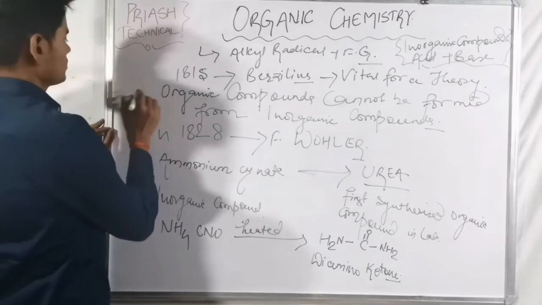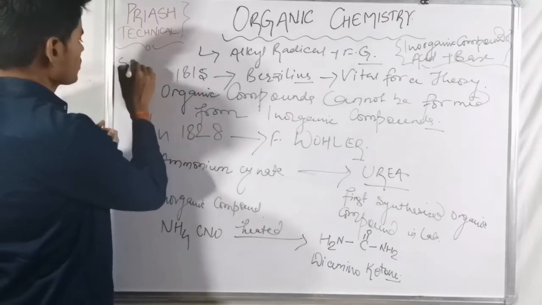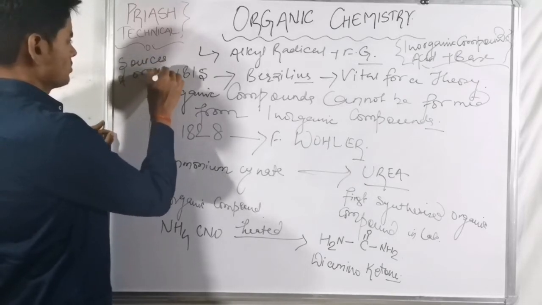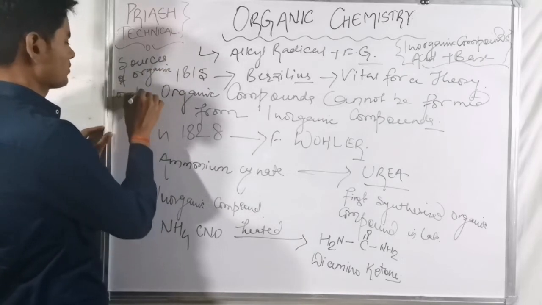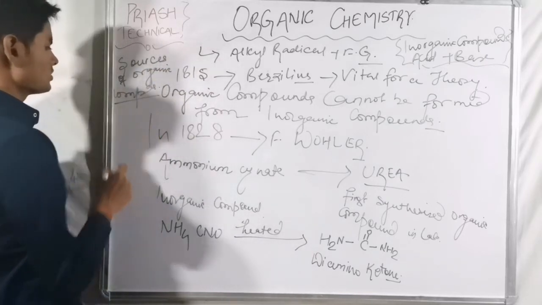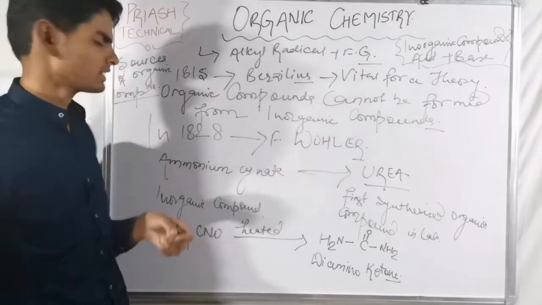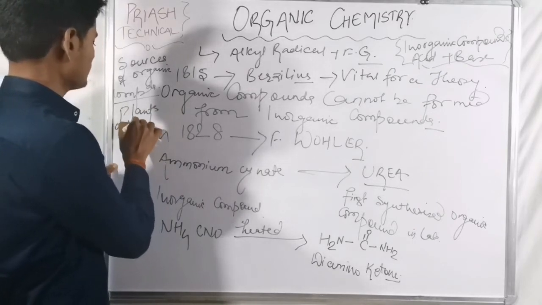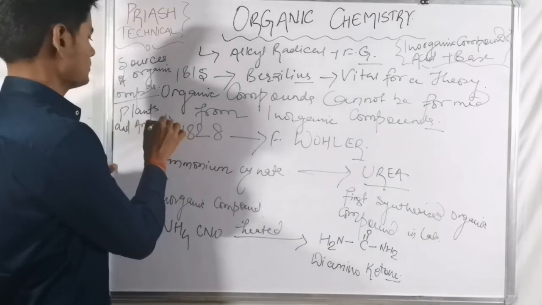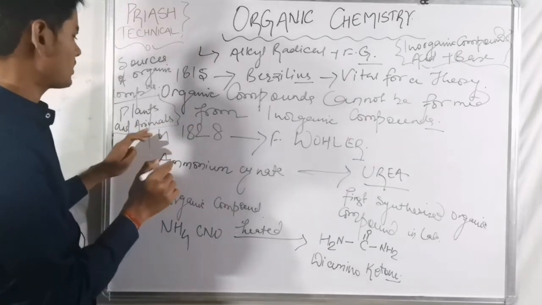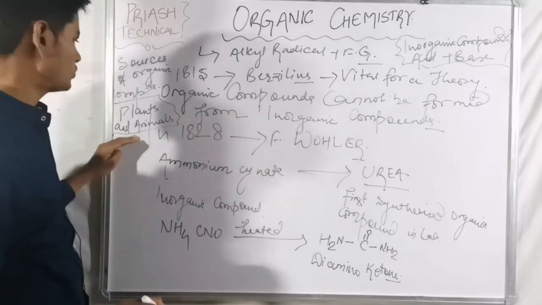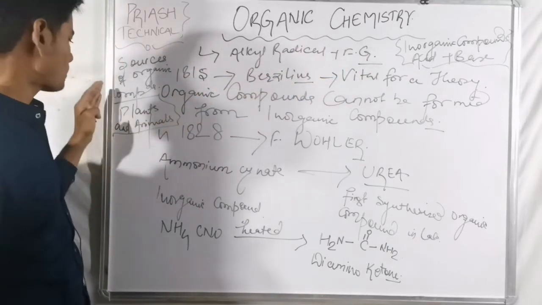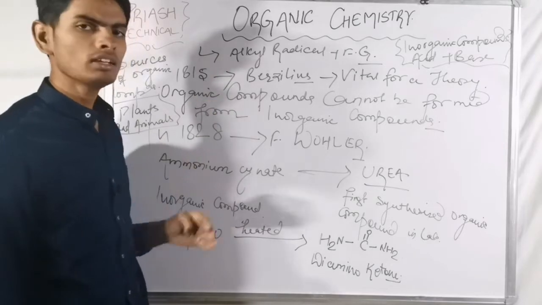Further, we will discuss sources of organic compounds. The sources from where we get organic compounds are plants and animals. This is the oldest concept that Berzelius introduced in vital force theory, that only from plants and animals can organic compounds be obtained.